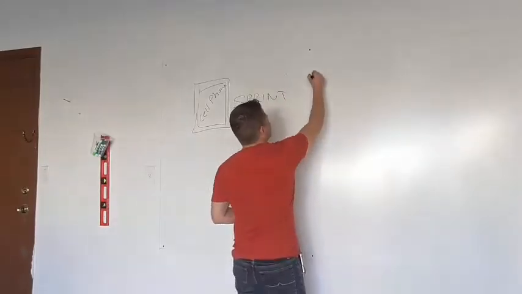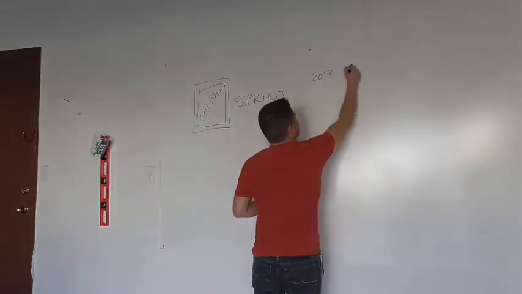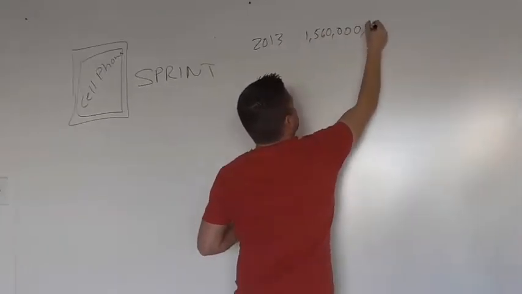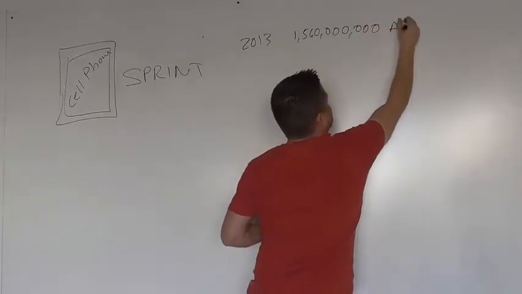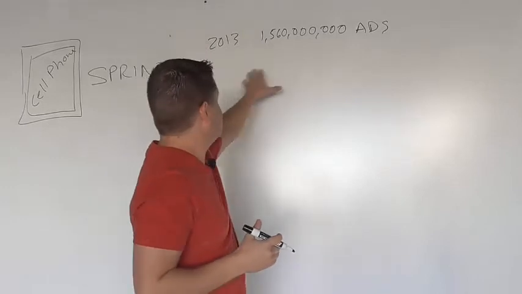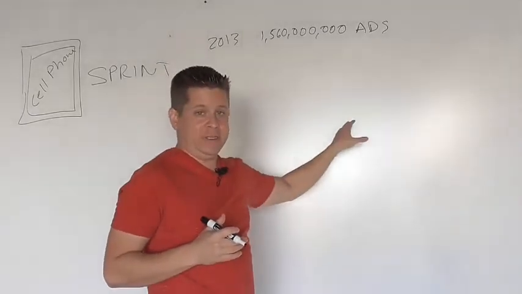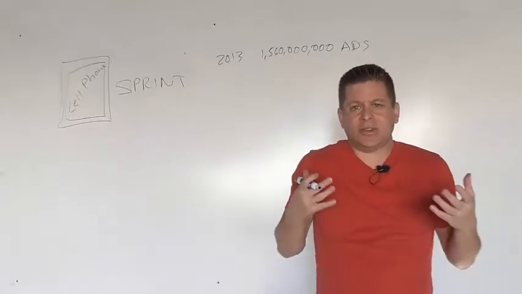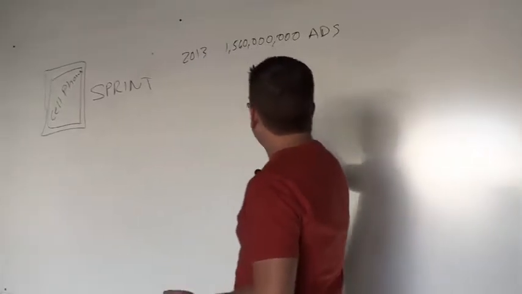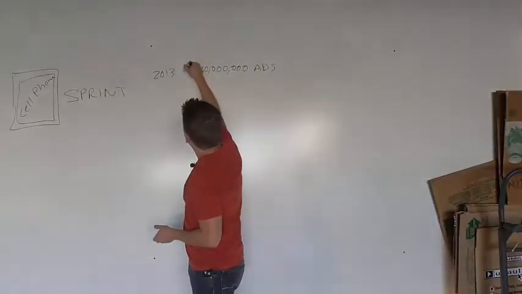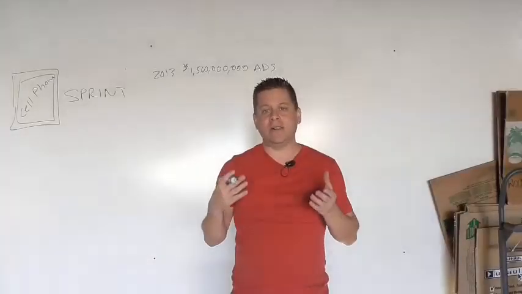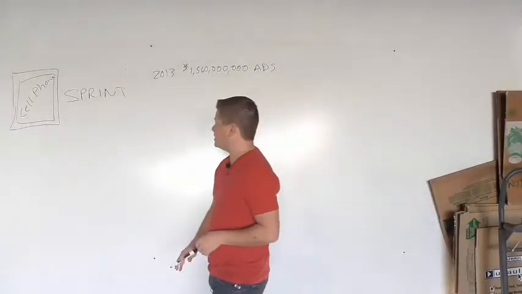In 2013, Sprint spent $1.56 billion on ads. That's advertising. So the question is, they're spending all this money that comes from shareholders, so what's happening to their bottom line? Because companies like this, unfortunately, often post a loss in terms of revenue. So let's take a look at what's happening.